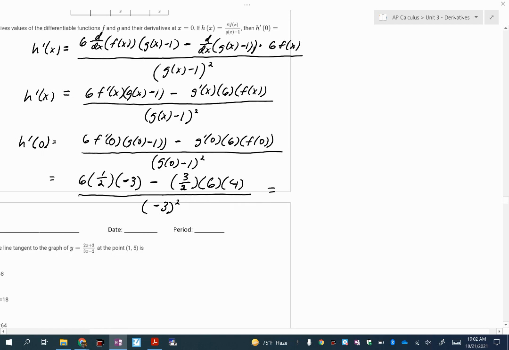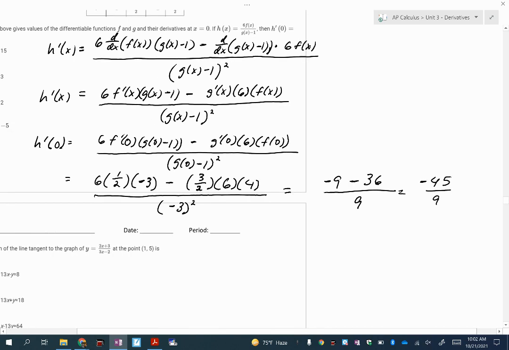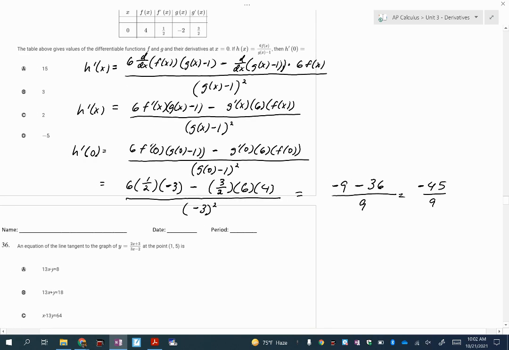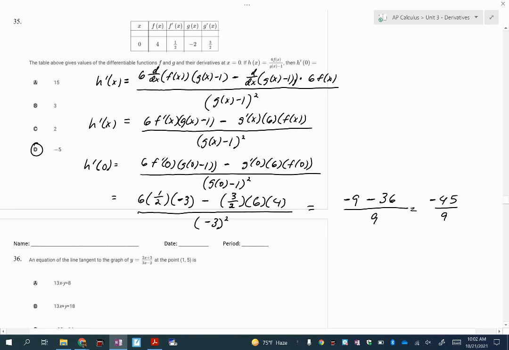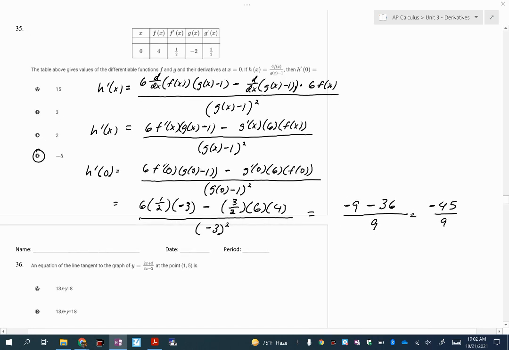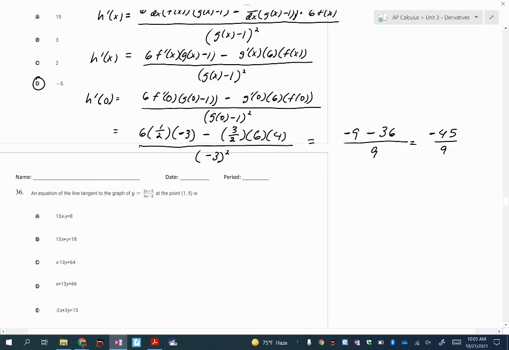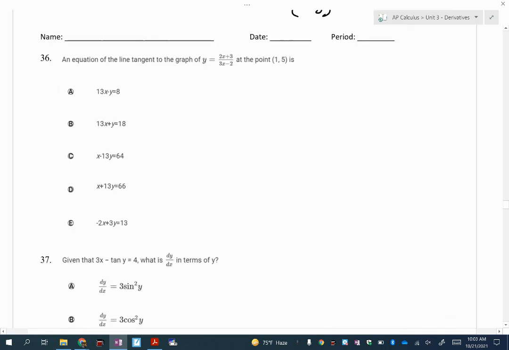I'm going to move over here to finish it. Half of 6 is 3, so that's -9, minus 6 times 3/2, which is 9. 6 times 3 is 18, divided by 2 is 9. 9 times 4 is 36, all over -3 squared, which is 9. That's -45 divided by 9, which is -5. The answer is D. So that's 35. 5 more to go. 36.